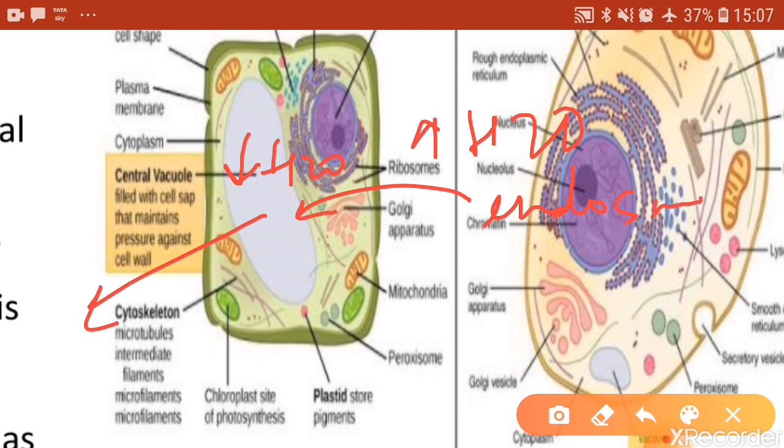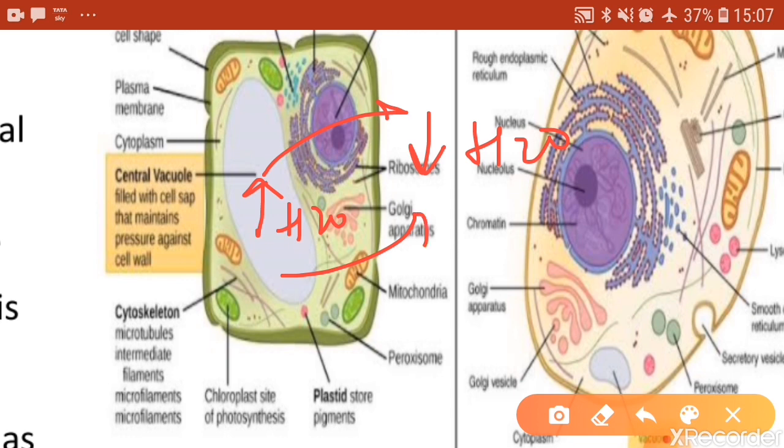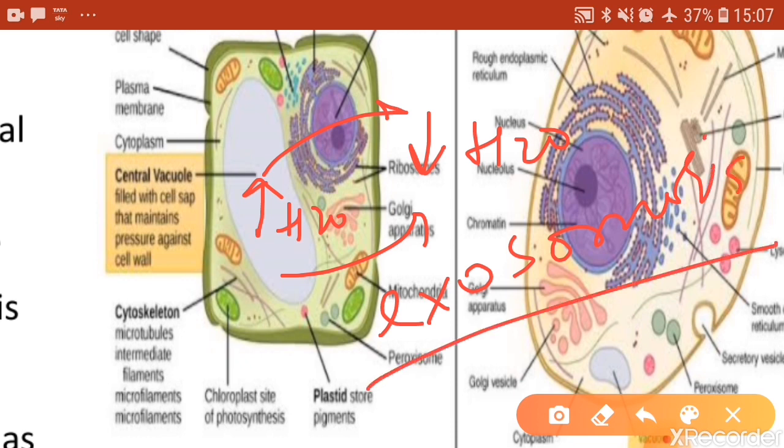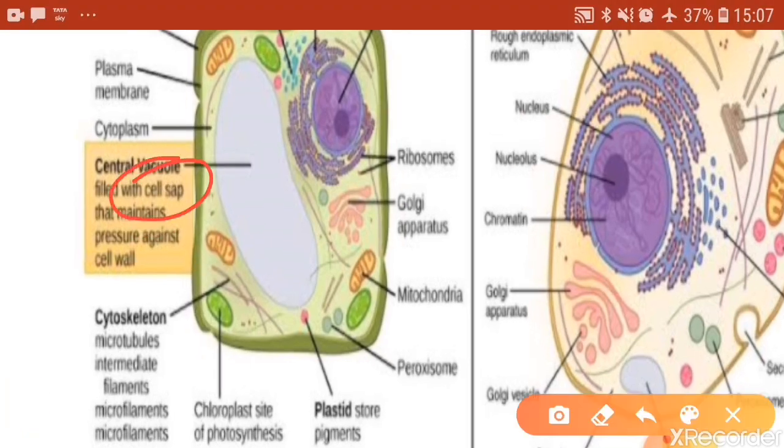And if the water concentration of the cell sap, the fluid in the vacuole, is higher than that of the outer solution, then the plant cells are going to lose water by exosmosis. This will happen and eventually the cell will get plasmolyzed. So the concentration of the cell sap determines whether the plant cells are going to gain water or lose water, right?